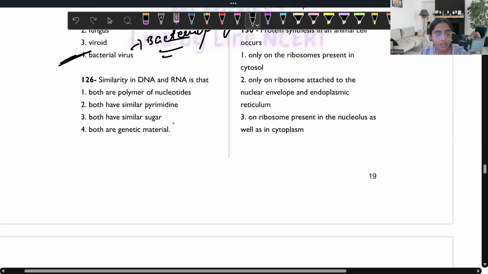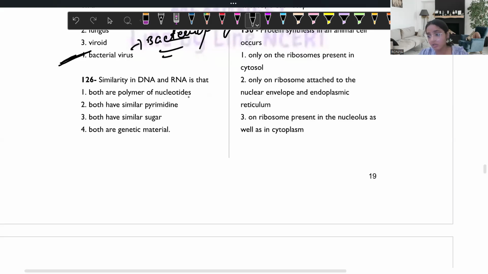Question 126: Similarity in DNA and RNA is that... this is a very simple question. Both are polymers of nucleotides. Both have similar pyrimidines. What are pyrimidines? Come on, cytosine, thymine, uracil. So, are DNA and RNA having similar pyrimidines? No, so wrong. Both have similar sugar? No. One has deoxyribose, one has ribose. Wrong.